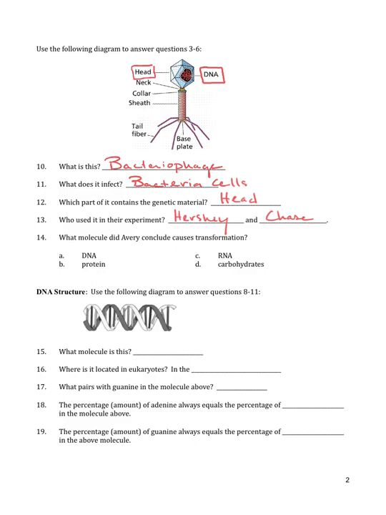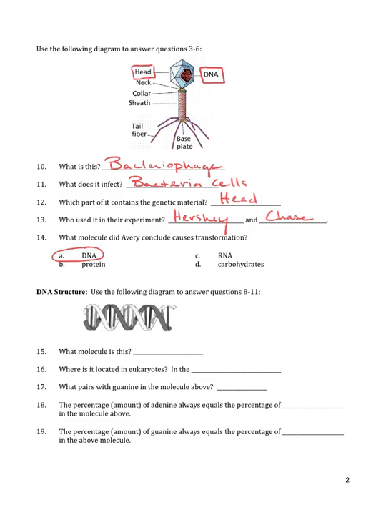And then number 14, because of their experiment, we want to know what molecule did Avery conclude causes transformation. And so what they discovered is that it is in fact DNA. So letter A is the answer. They discovered that DNA causes transformation.